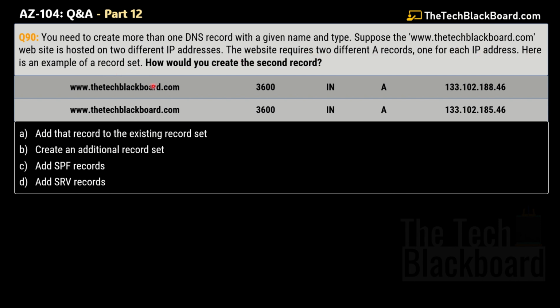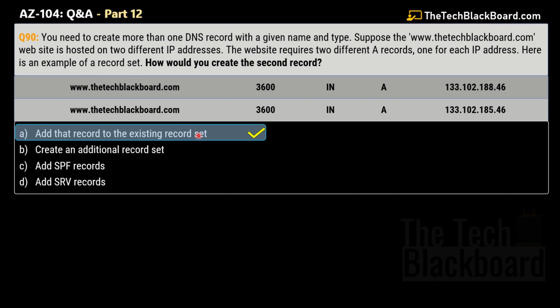Here's an example of the record set. Here you can see the record set. How would you create the second record? So here you can see that we have 2 records of techblackboard.com. Both have A records and both IP addresses are also given here. Now let's read the options. The first option is add the record to the existing record set. Option B is create an additional record set. Option C, add SPF record. And option D is add SRV records. And the correct answer is option A, add the record to the existing record set.